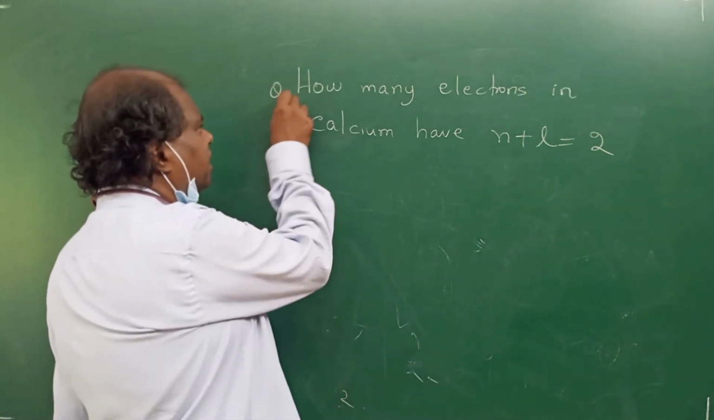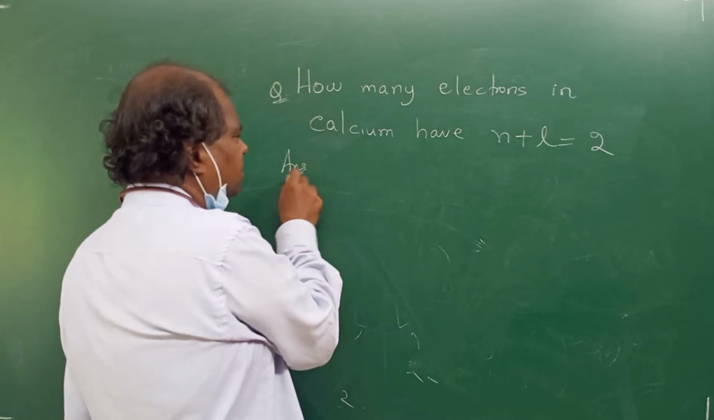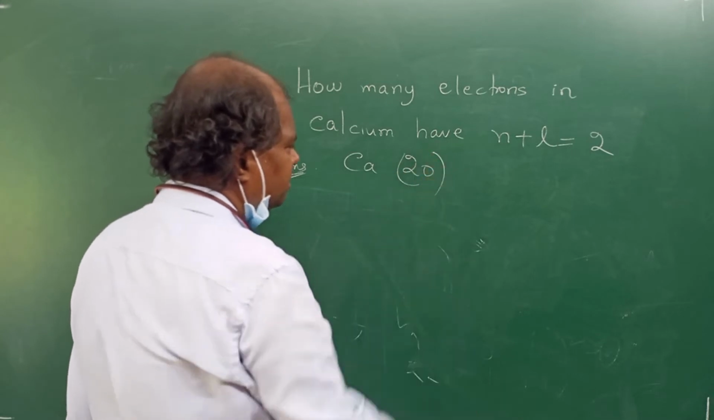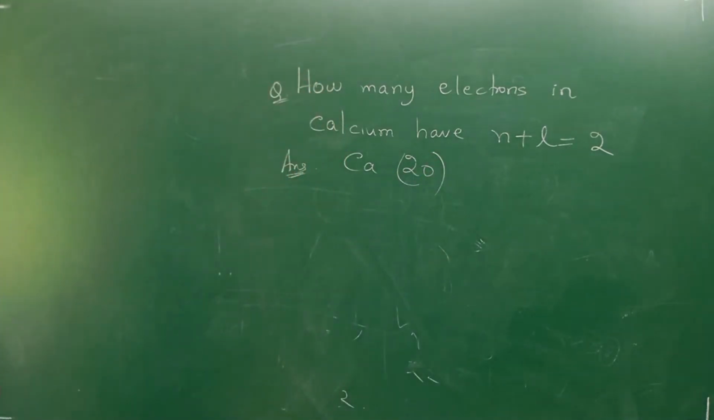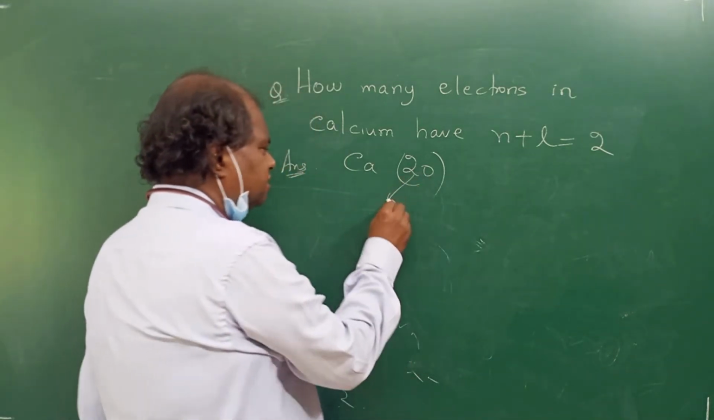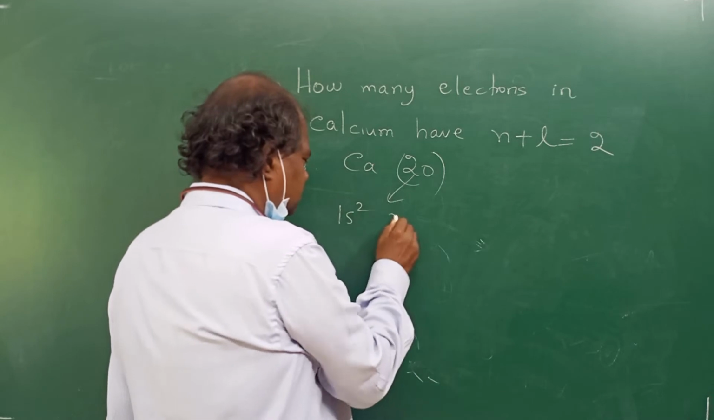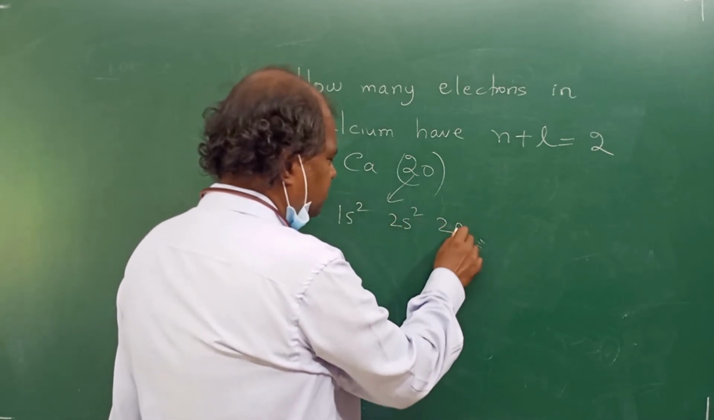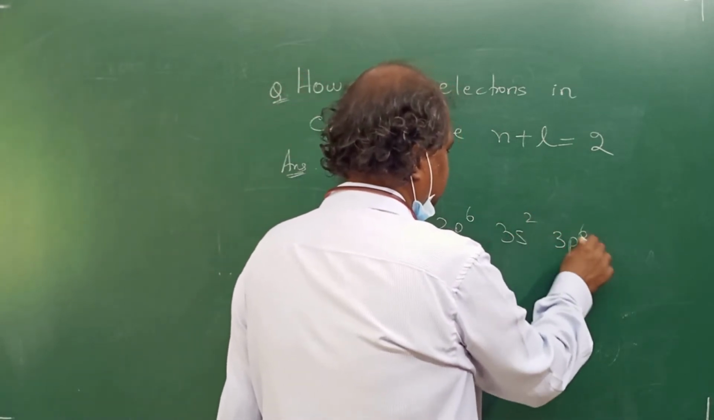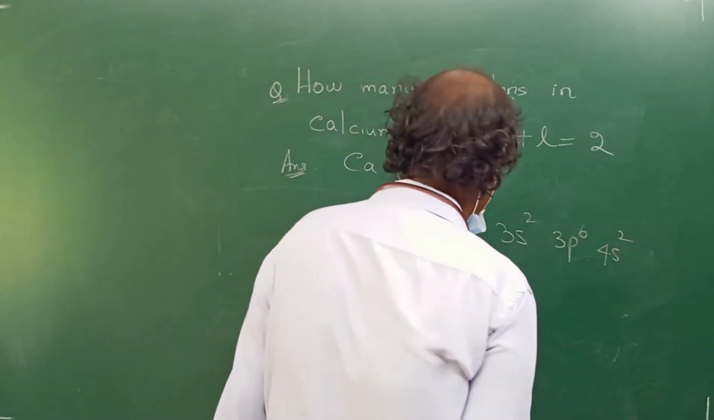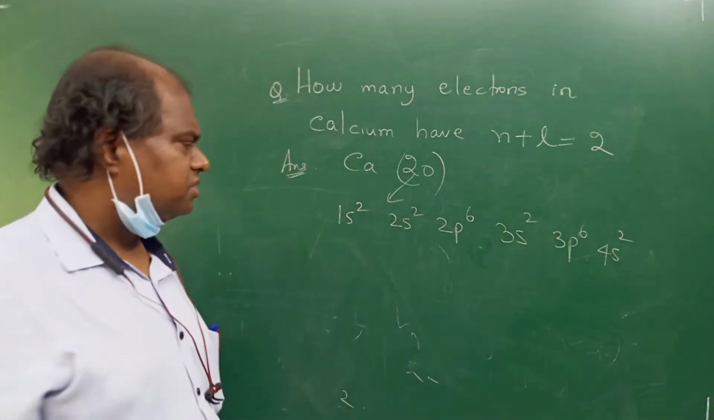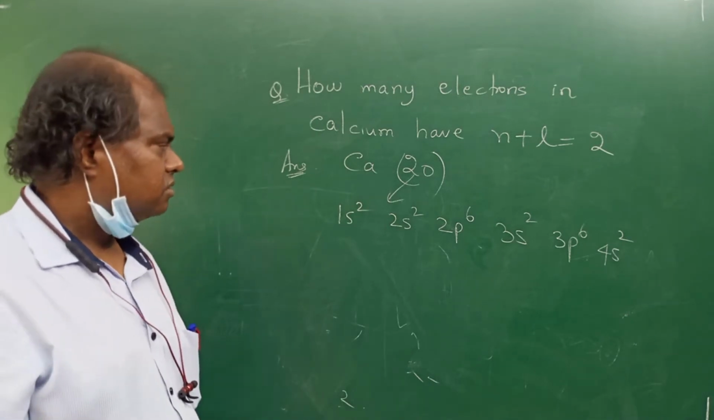So for the first thing, you write the answer. Calcium is what? 40. Sorry, 20. Atomic number is 20, mass number is 40. Just now we wrote the configuration: 1s2, 2s2, 2p6, 3s2, 3p6. So you have got 20 electrons here. Just check it out. 10 plus 10, 20 electrons.